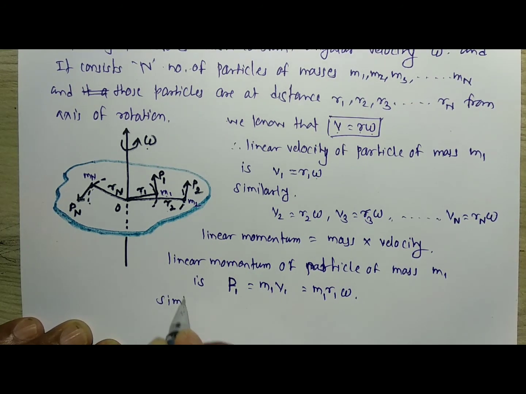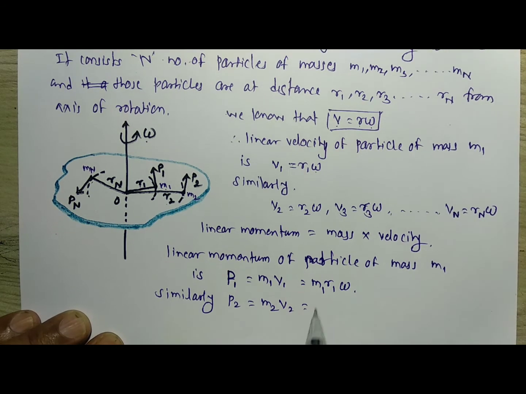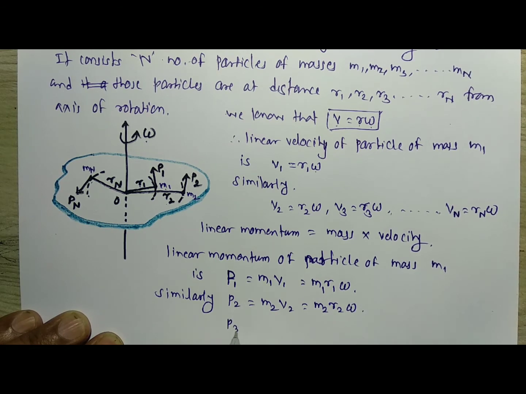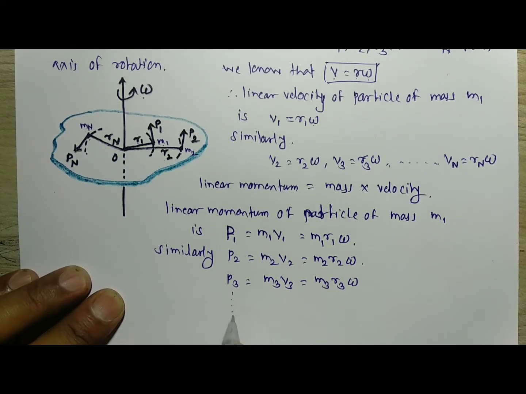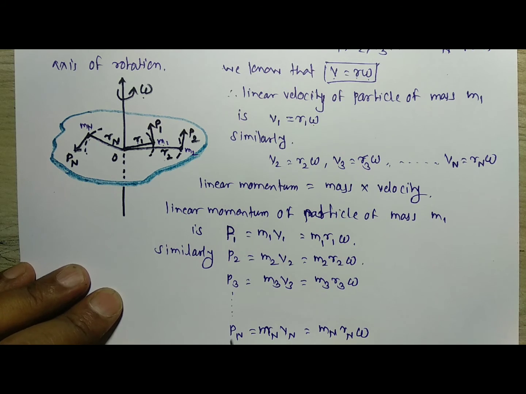Similarly, p2 is equal to m2 v2, but v2 is nothing but what? We will get m2 r2 omega. p3 is equal to m3 v3, and therefore you will get m3 r3 omega, and so on up to pn is equal to mn vn, and therefore you will get mn rn omega. And those are the linear momentums, or instantaneous linear momentums, at that time.